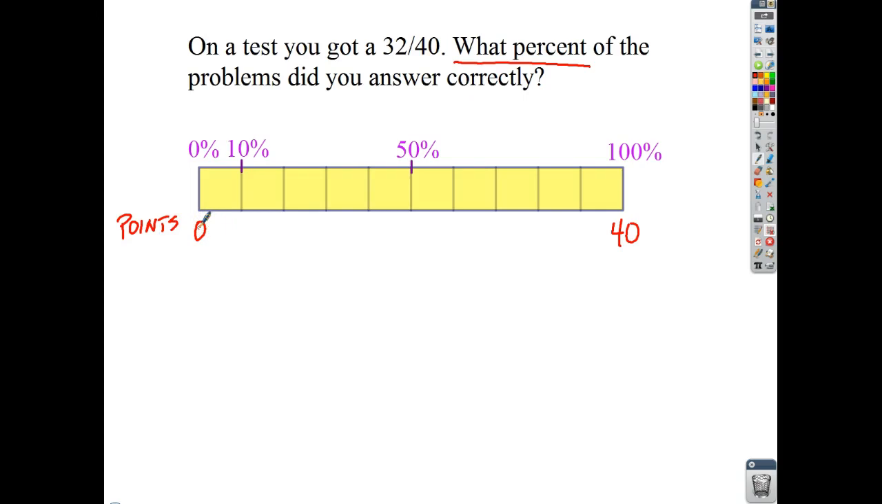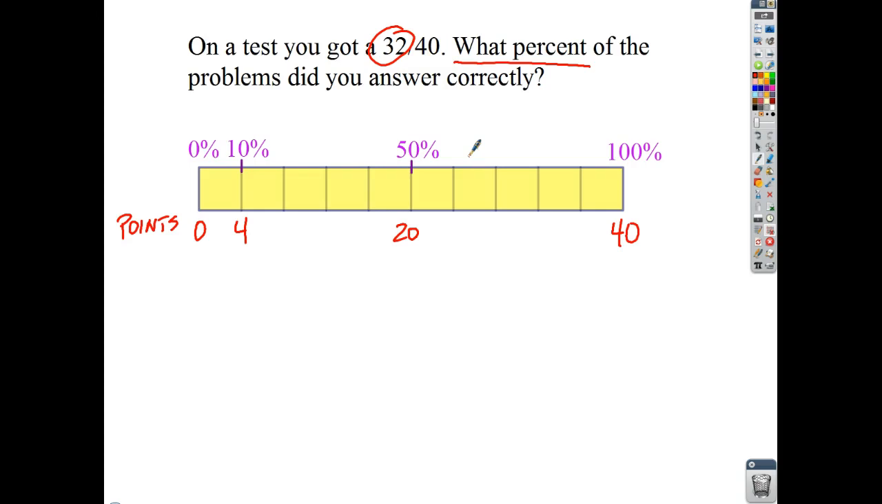Let's go ahead and fill out our 10% and our 50%. So what is 10% of 40? Well, that would be 4. What is 50% of 40? That's 20. And now I'm looking at my 32. It's going to be somewhere in this range, right? It's going to be somewhere between 50 and 100.